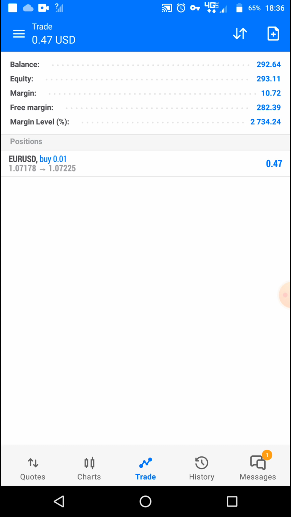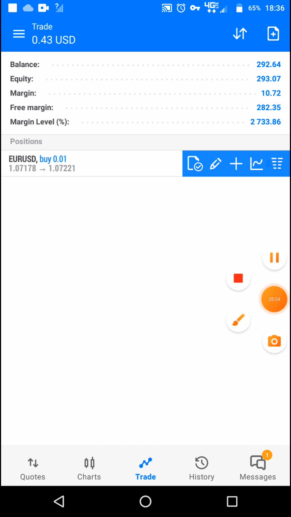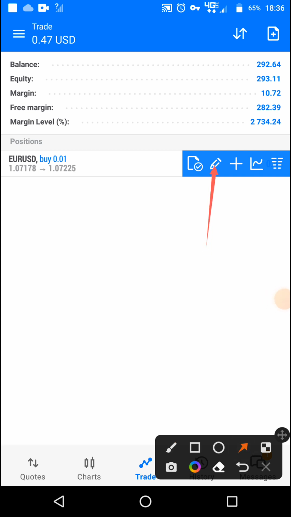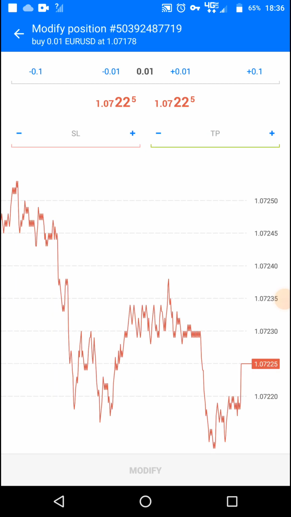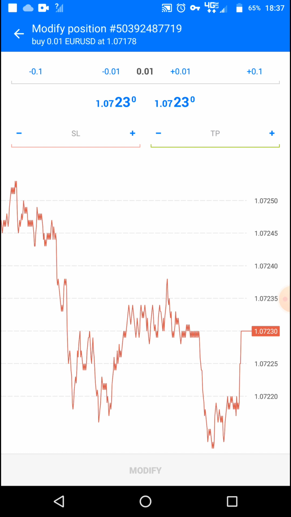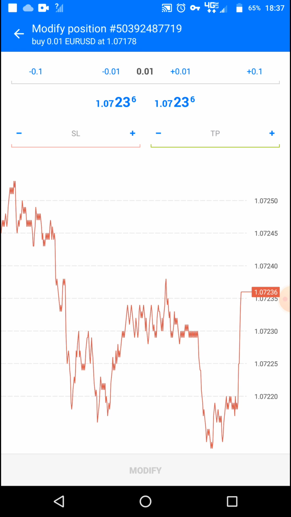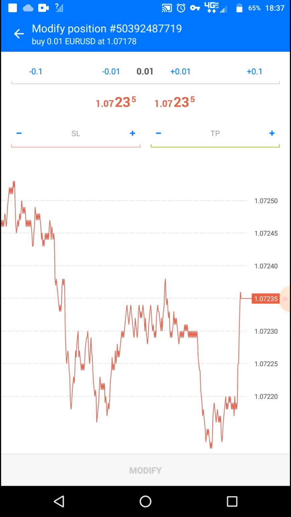So right now this is my position that I opened. When you slide to the left, you find these symbols there. Then you go to the pen symbol. When you click on the pen symbol, I can set my stop loss or take profit. Take profit means when the market reaches a certain height, or a certain profit, it will stop at that point.